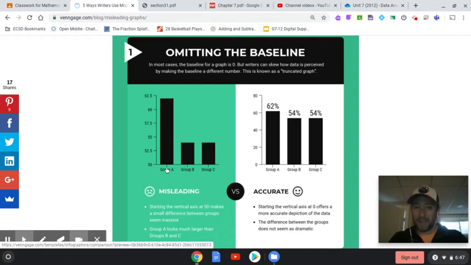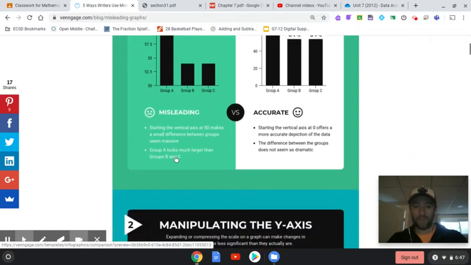When you start at 50, it over-represents Group A. It makes Group A look like they're doing a great job. And in truth, it's a lot closer with Group B and C. But if you adjust the data that's on the side of the graph, it can really mess with things. So omitting the baseline, not making it start at 0, totally torches the way a graph looks. Avoid it. If you see it, know that's probably the problem.